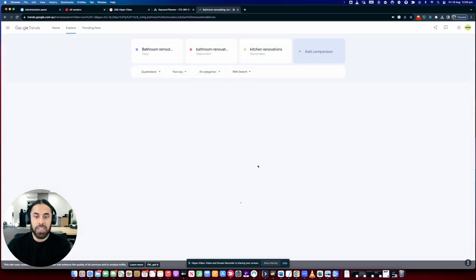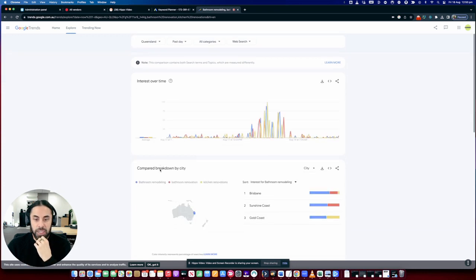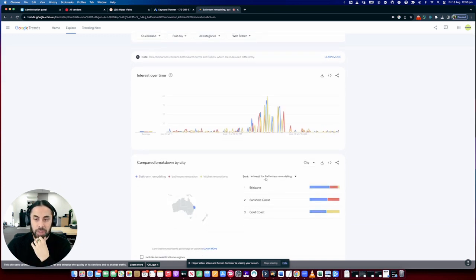And then within Queensland, we can dig further and start getting a better idea of where in Queensland. So I can see Brisbane's number one for bathroom remodeling and bathroom renovations, and a little bit on the kitchen side. But when you combine all three, that's where you would want to be. Sunshine Coast, that's an even split, or 60-40, with bathroom renovation and bathroom remodeling. The kitchen's nonexistent, so that might be something you look at. And then Gold Coast seems to be doing okay in bathroom remodeling and kitchen renovations.